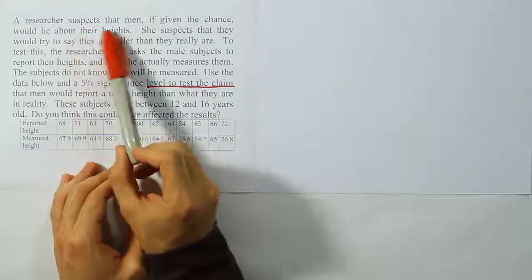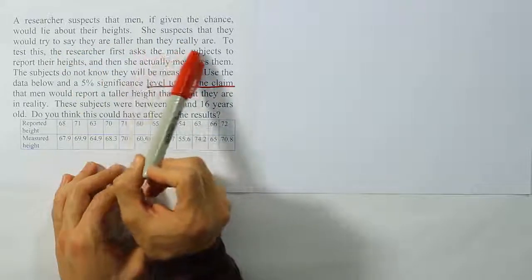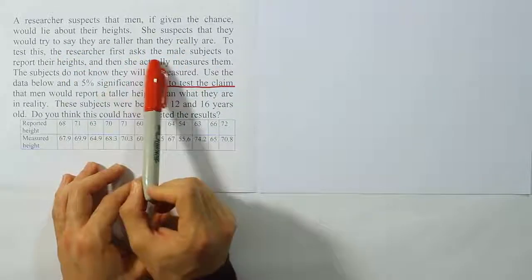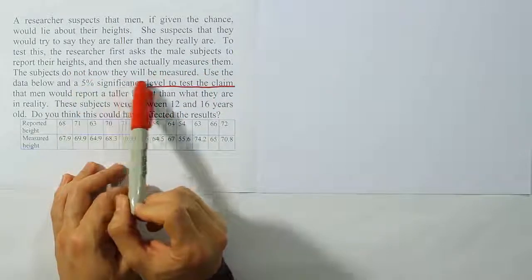A researcher suspects that men, if given the chance, would lie about their heights. She suspects that they would try to say they are taller than they really are. To test this, the researcher first asks the male subjects to report their heights, and then she actually measures them. The subjects do not know they will be measured.